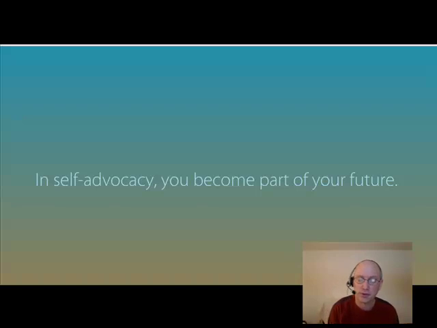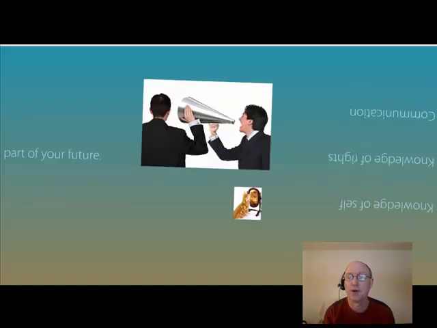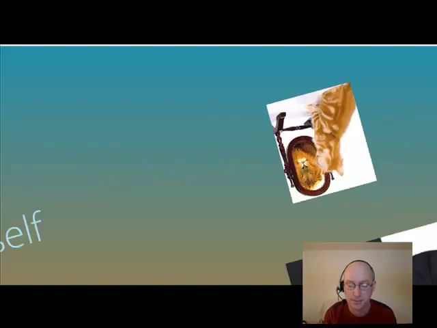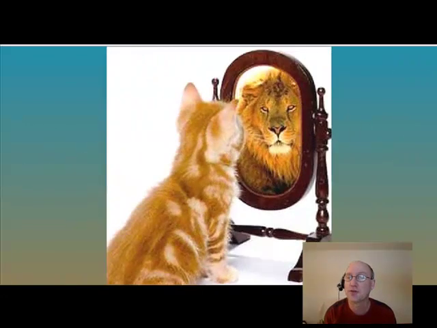So what are the components of self-advocacy? I'm going to talk about 3 of them. The first component is knowledge of self. You have to know who you are and what you need before you can tell others who you are and what you need. I've chosen this picture of a kitten who clearly sees who he is.